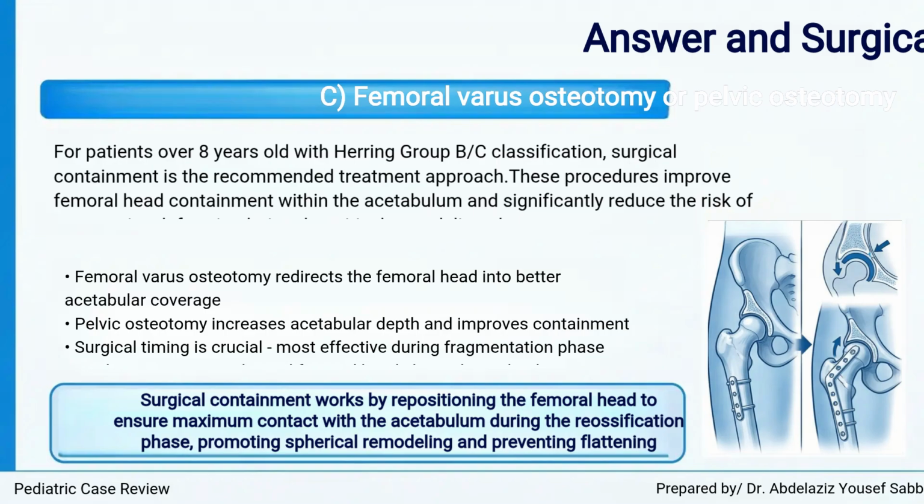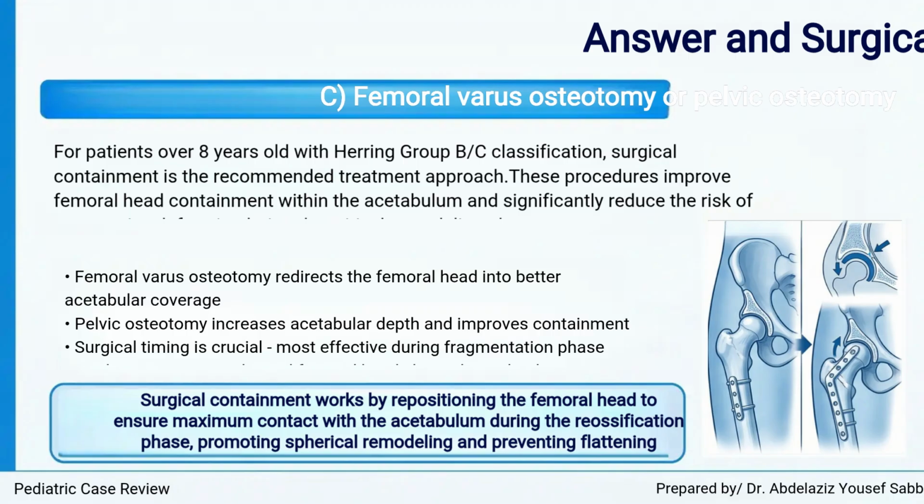For patients over 8 years old with Herring group B and C classification, surgical containment is the recommended treatment approach. These procedures improve femoral head containment within the acetabulum and significantly reduce the risk of progressive deformity during the critical remodeling phase.